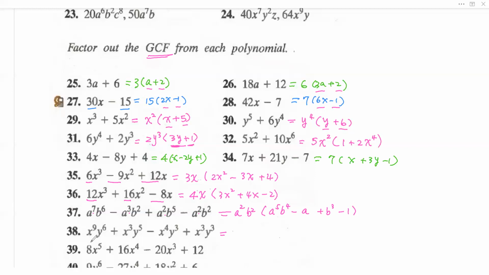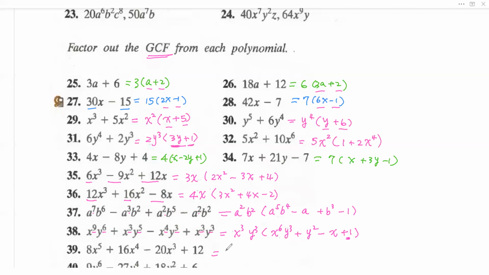Let's see 38. So x, y. For the x part, 9, 3, 4, 3, so you got 3. What about y? Power 6, 5, 3, 3. So you got 3, right? So the rest: x to the power 6, y cubed. And in the second one, what's left is y squared, right? And for the third term, only x is left. And the last one is positive 1, right? So definitely they are prime to each other, so this is 1. The greatest common factor for this term definitely will be 1, right?